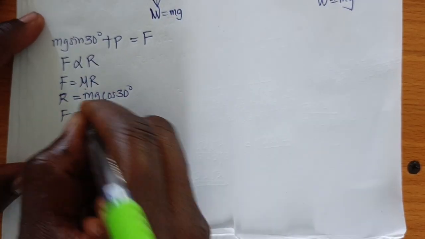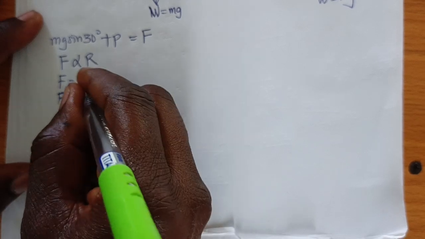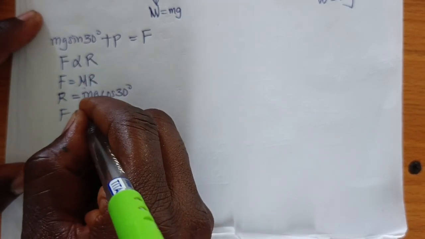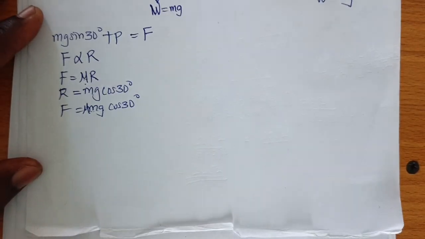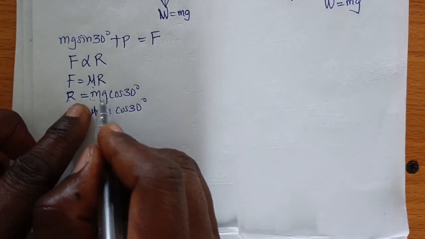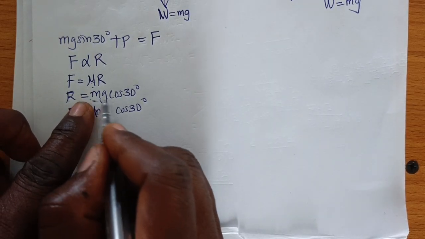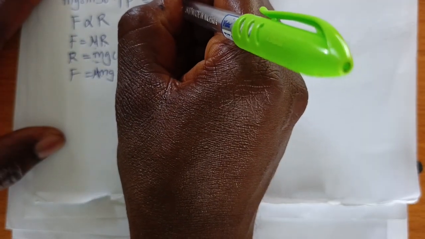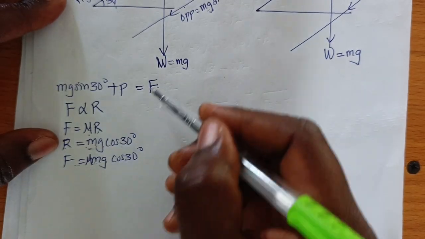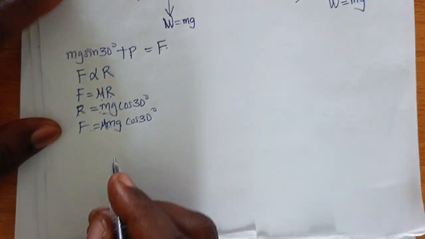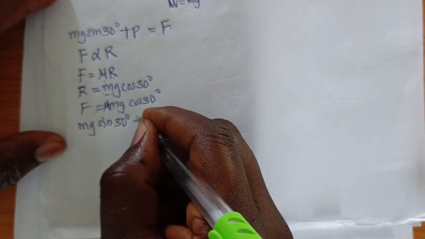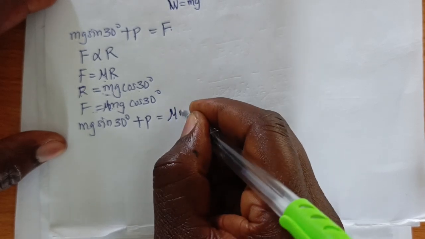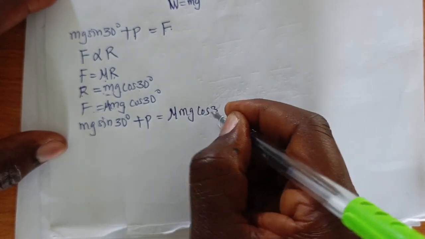Therefore, F, which is μR, where R is equal to mg cos 30 degrees. So we substituted the expression that represents R into this equation. Back to this equation, we have F to be this. We are going to substitute for F because we have to determine the value of P. So we have mg sin 30 degrees plus P equals μ mg cos 30 degrees.